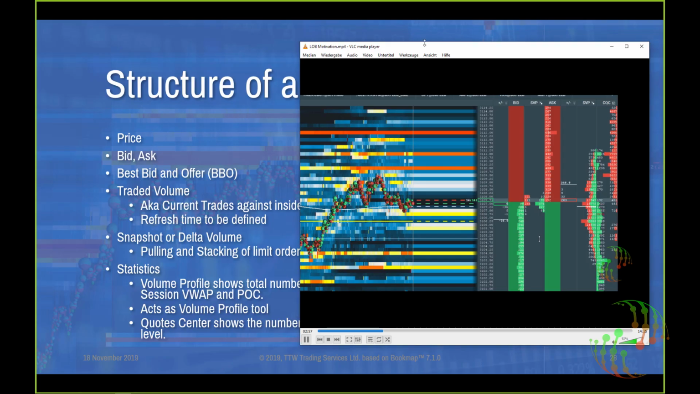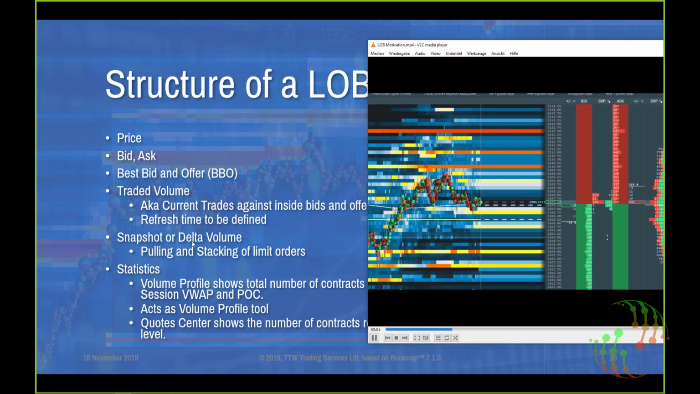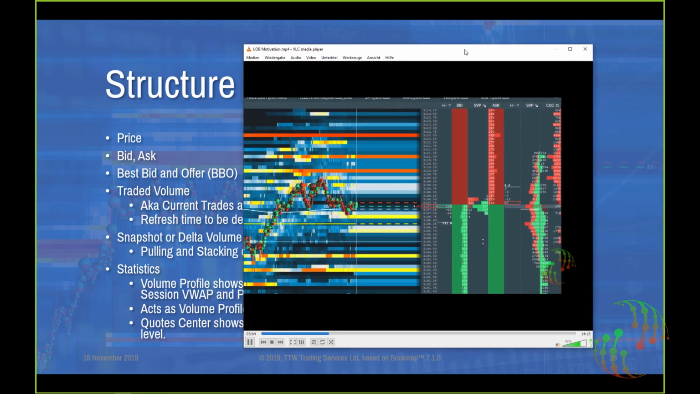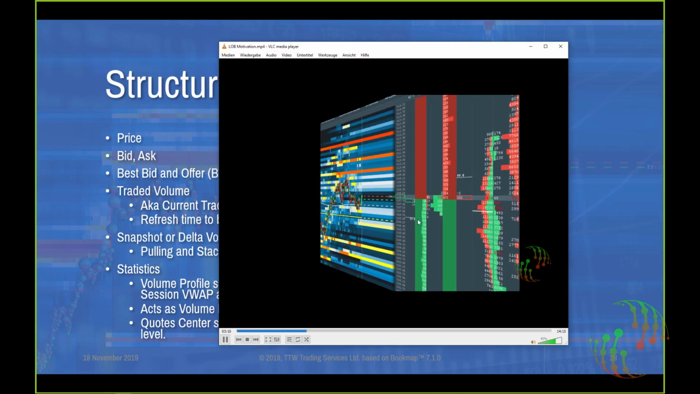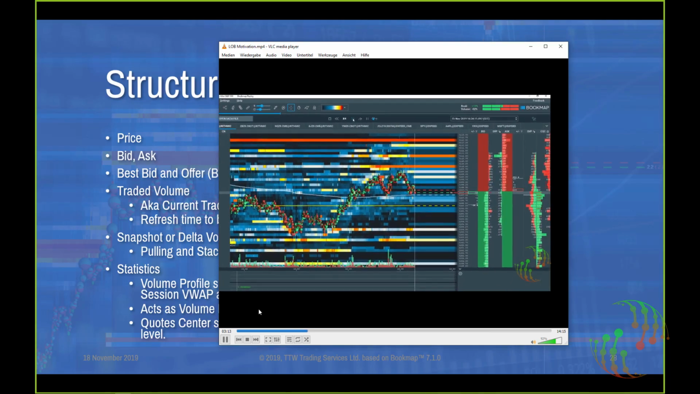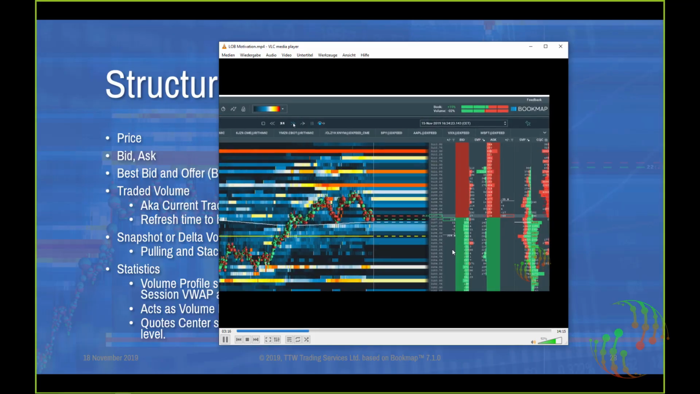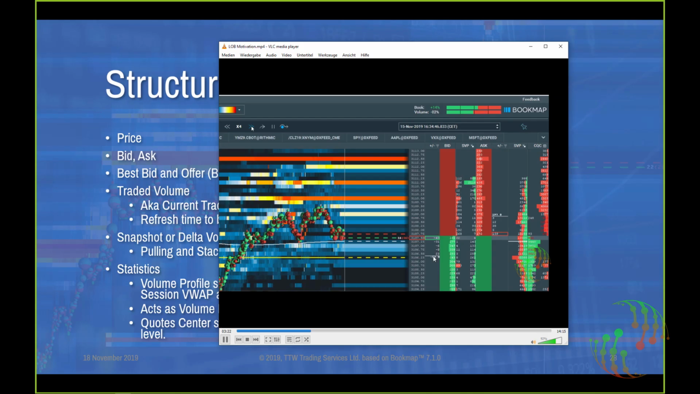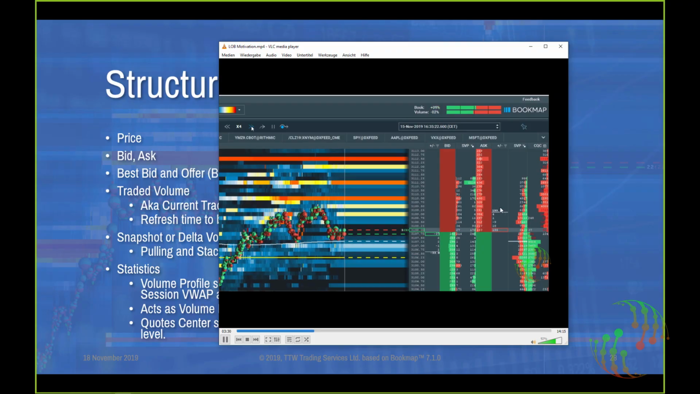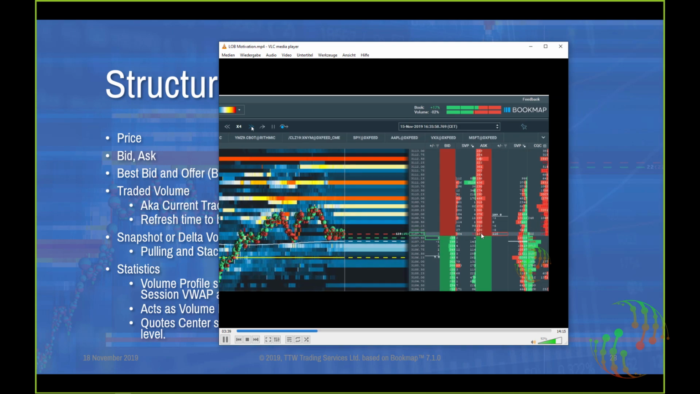We have also the snapshot. Look here. We're talking about snapshot or delta volume, pulling and stacking of limit orders. That's both columns here. This indicates pulling and stacking, and as you can see, I've pointed it out several times, but we will go in depth. You see how they are pulling, how they are pressing the price up at this specific moment here, and how the sellers are pressing the price down, how they're selling everything into the market, how they are stacking to the asks on this side.